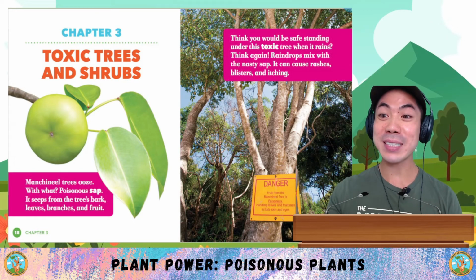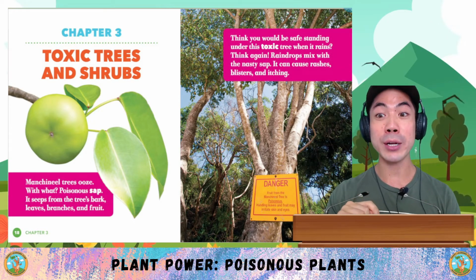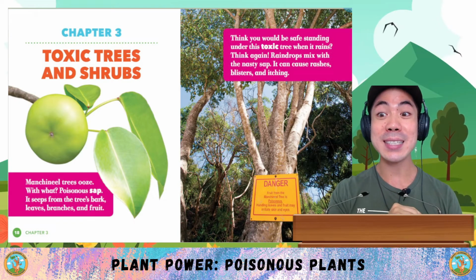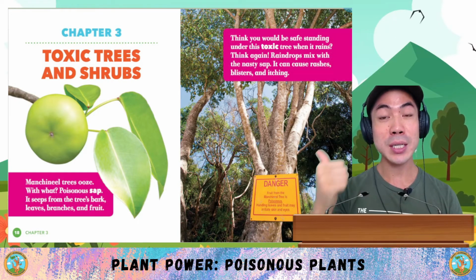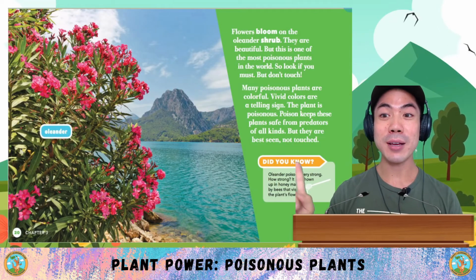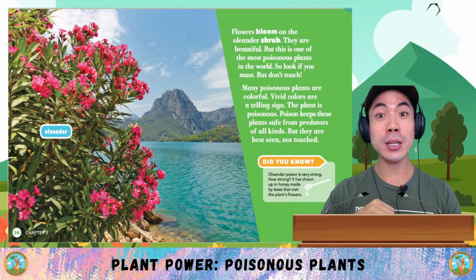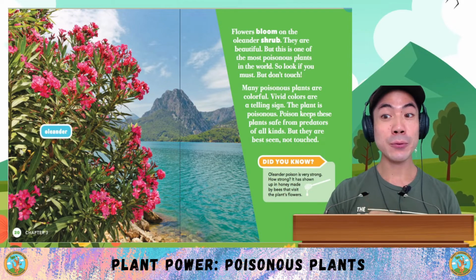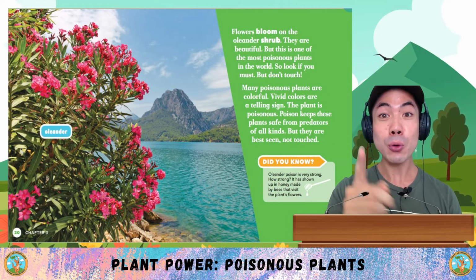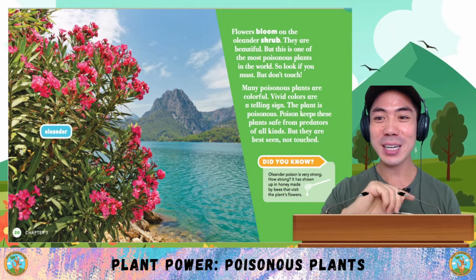Think you would be safe standing under this toxic tree when it rains? Think again. Raindrops mix with the nasty sap. It can cause rashes, blisters, and itching too. This is the oleander. Flowers bloom on the oleander shrub. They are beautiful, but this is one of the most poisonous plants in the world. So look if you must, but don't touch.